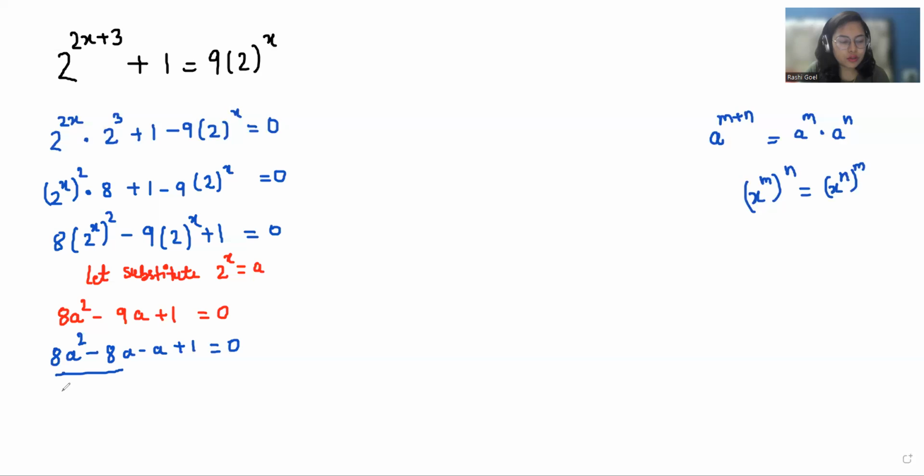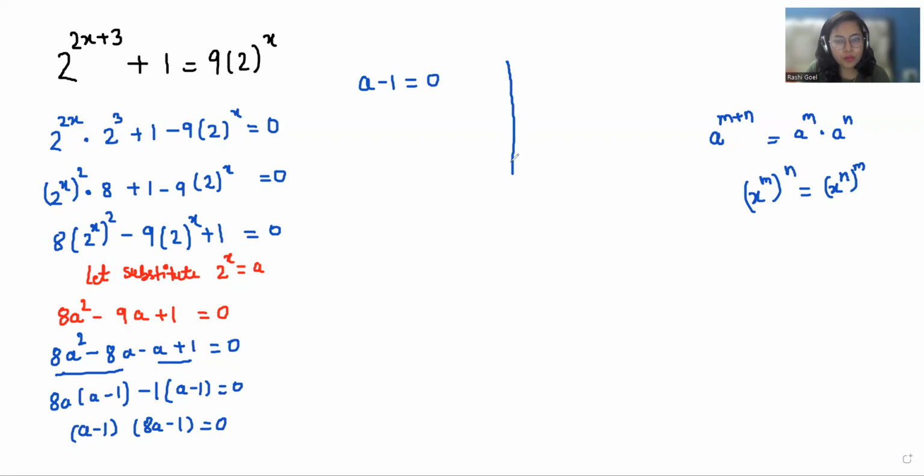Now from the first two terms, I can take 8a as common, so a minus 1 is left. And now from the next two terms, I can take minus 1 as common, so a minus 1 is left. So if I take a minus 1 as common, so 8a minus 1 is equal to 0. Now we have two roots. So either a minus 1 is equal to 0 or 8a minus 1 is equal to 0.